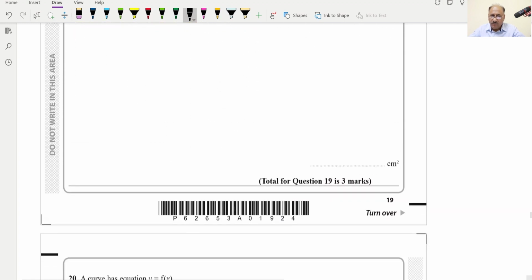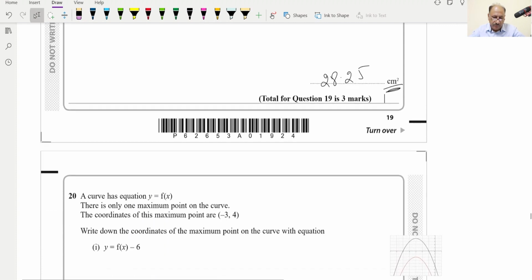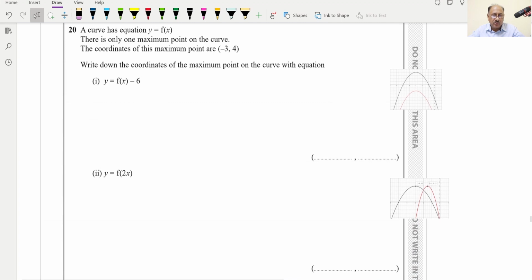This will be the final answer, which we can write here: 28.25 centimeters square. Units are already mentioned. Now question number 20. Question 20 says a curve has equation y is equal to f of x.